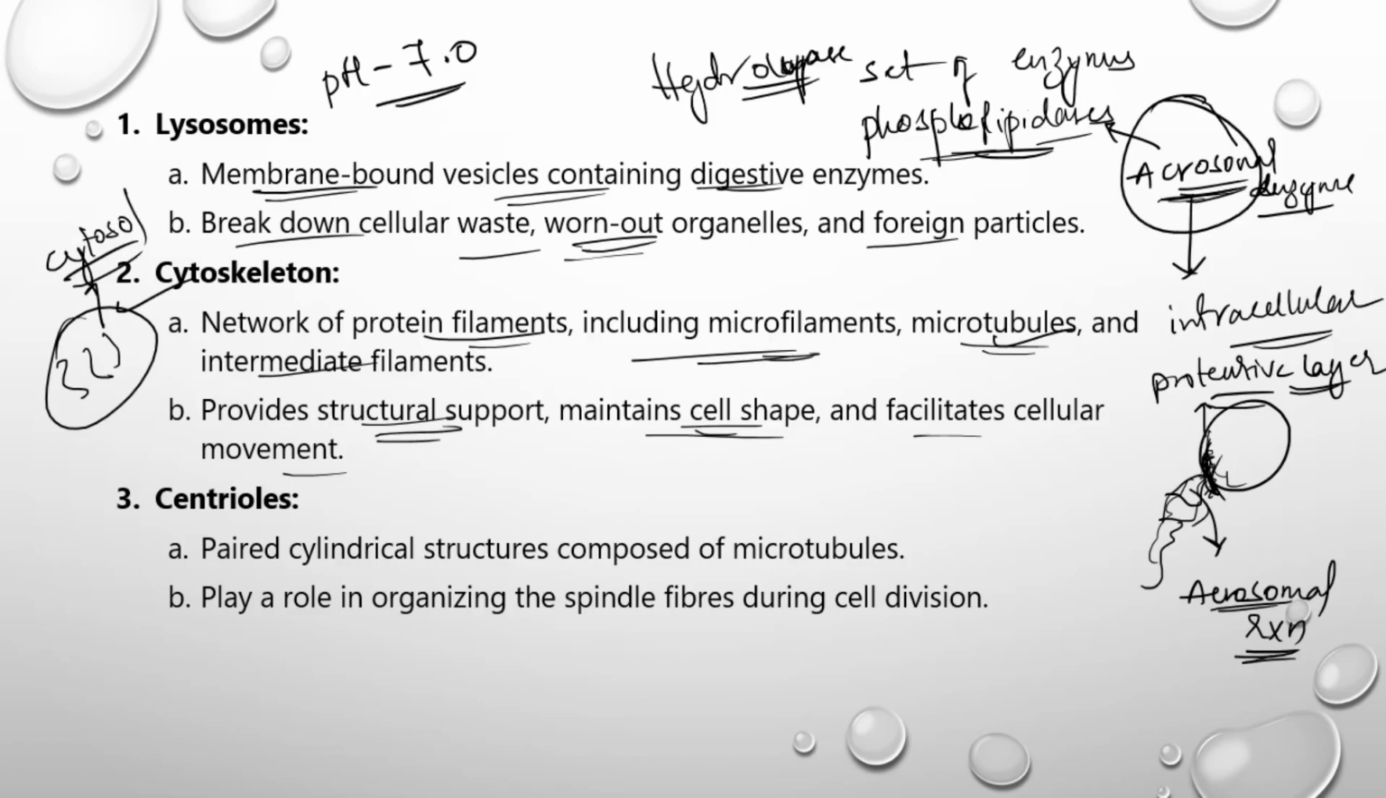Now, what are the centrioles? In a majority of the cells they may be present or absent. They are paired cylindrical structures composed of microtubules and play a role in organizing the spindle fibers during cell division. During cell division, the spindle fibers have to be attached, and that is mainly coordinated with the help of centrioles.